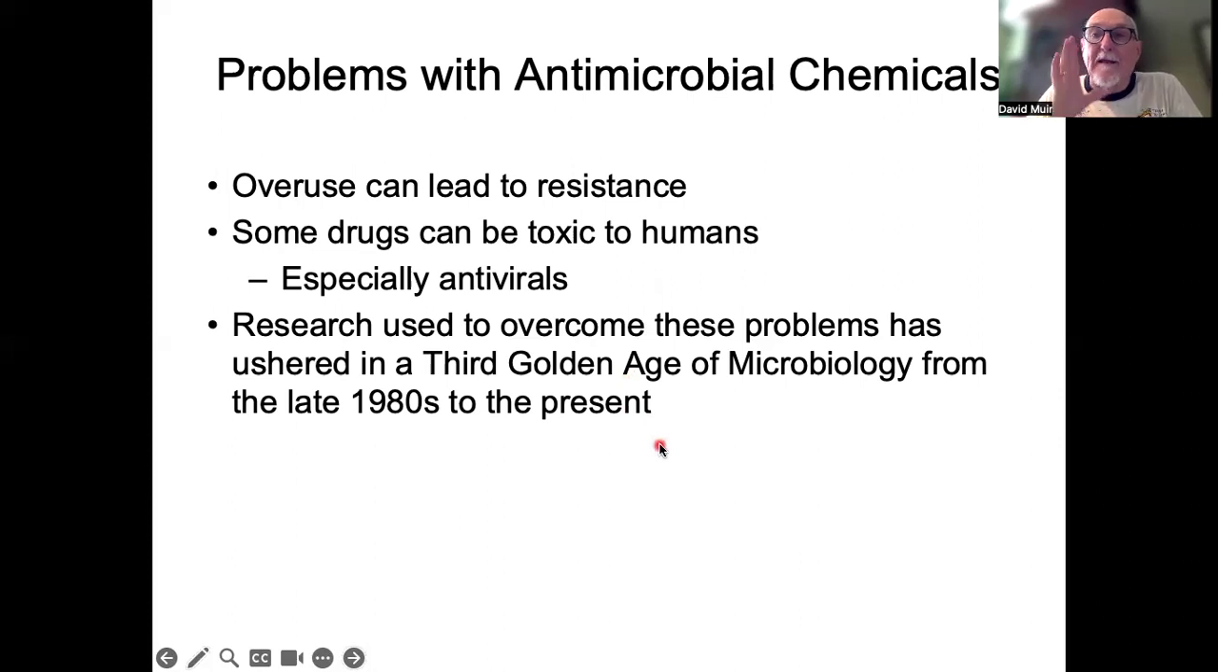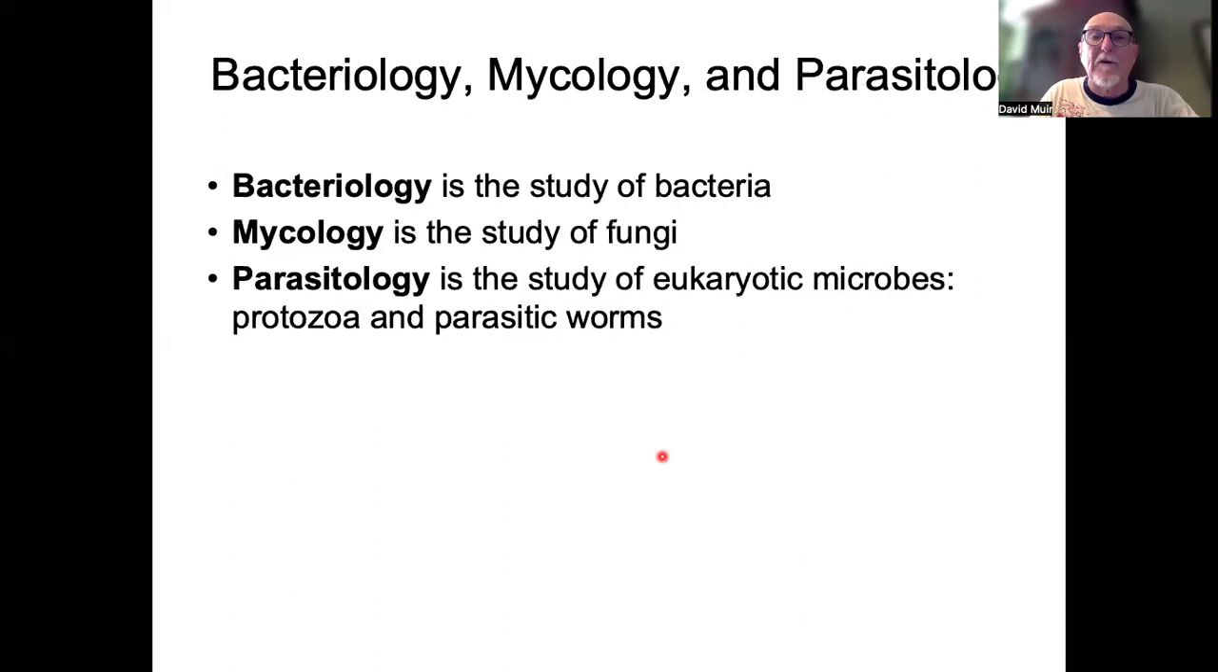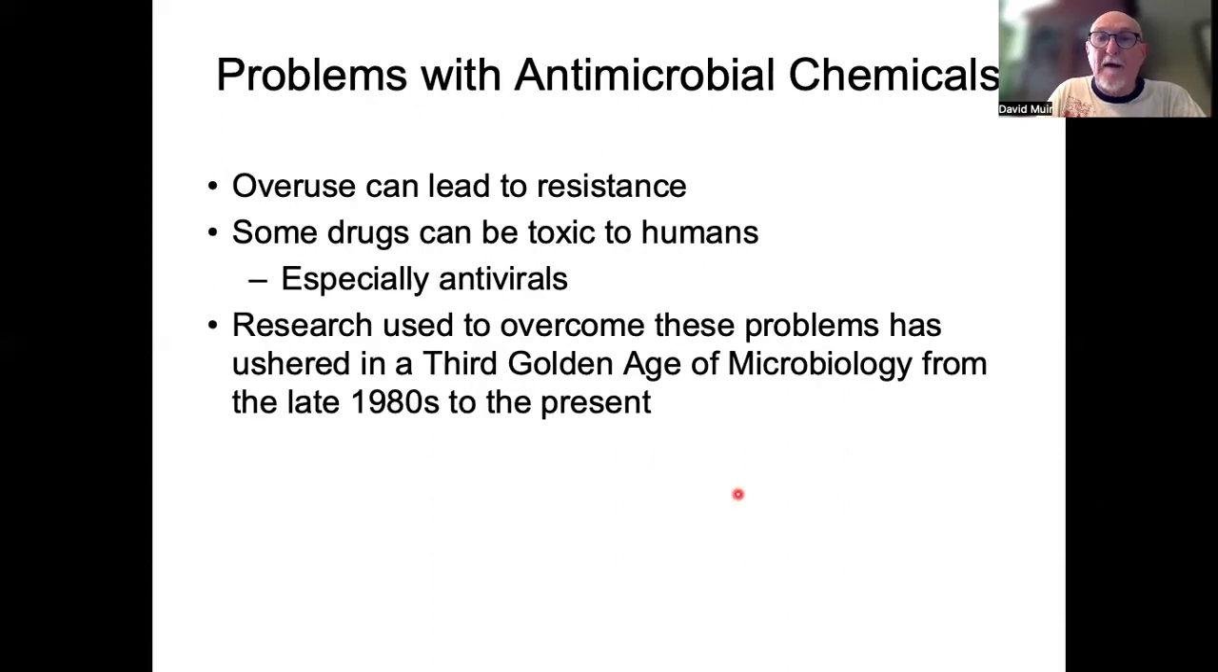the attempt to address these different problems has led to what is called the third golden age of microbiology. First golden age, Pasteur, Koch, all those people. Second golden age, development of the agents against bacteria. Third golden age is the attempt to develop new agents which lack the problems of toxicity and resistance.